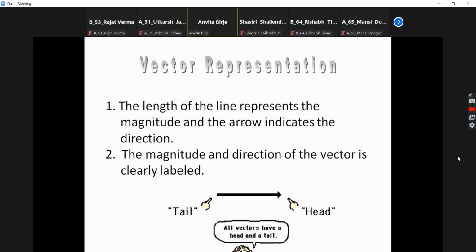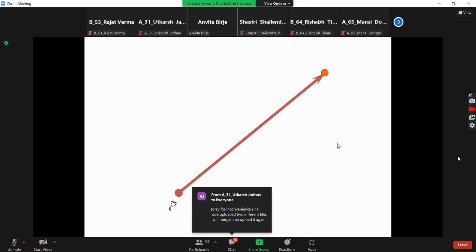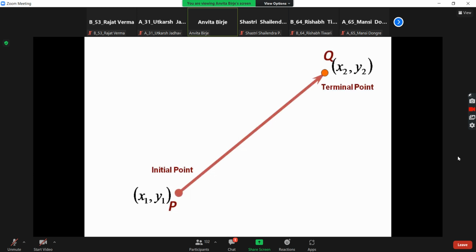So I was talking about that this vector is basically represented by an arrow. The length of the arrow represents the magnitude, and the direction of the vector is shown by the arrow. Okay, so wherever the arrow is pointed, that indicates the direction. So I was talking about the three coordinate systems. First one is rectangular, second one is cylindrical, and third is spherical. Spherical in the next semesters. This semester, in this subject, only two coordinate systems we are going to understand: rectangular and cylindrical.